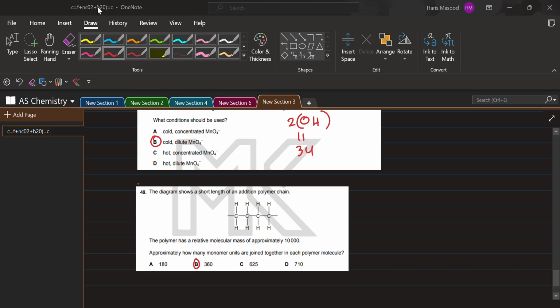Okay, so in the next class we will be doing some more questions on alkenes, and then we will move on to halogenoalkanes, which is really important, so we will be doing that.